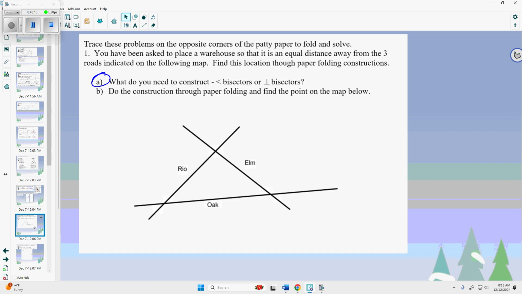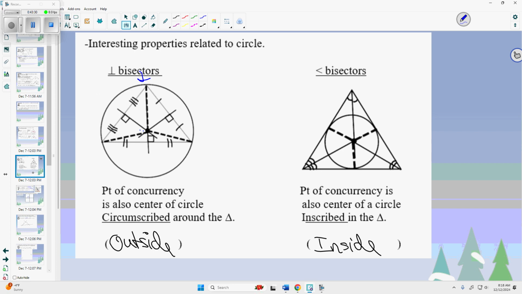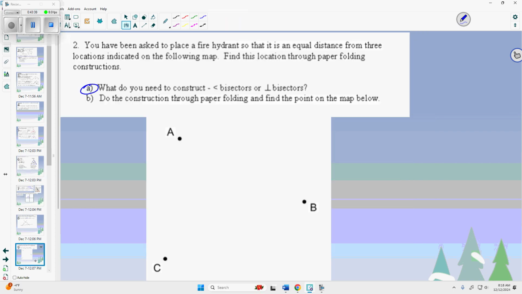What do we got for that first one with the sides? I want to fold it so that I can be the same distance from the 3 sides. Is that angle bisectors or perpendicular bisectors? Angle. Because when you look here, I am the same distance from the side of the triangle in all of those spots. In the second one, do I want angle bisectors or perpendicular bisectors if I want to be the same distance from the 3 corners?